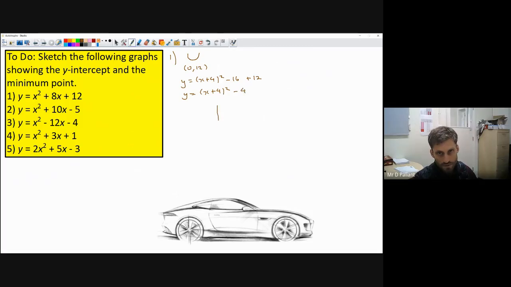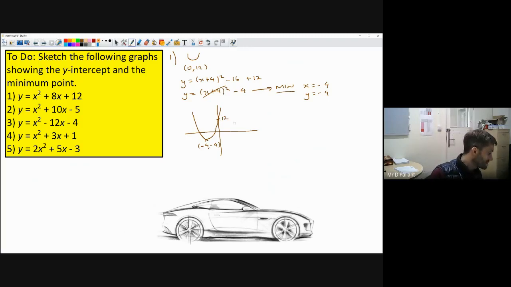And I'm going to draw it in. Oh, hang on, I need to just... So from this, the minimum point, just being a bit briefer with what I've learned so far, the bracket will be 0 when x is -4. And when that bracket's gone, I get left with y is -4. So my minimum point is over here, -4, -4. And I've got the shape. My intercept is positive, so it needs to be above the axis. My intercept is at 12.